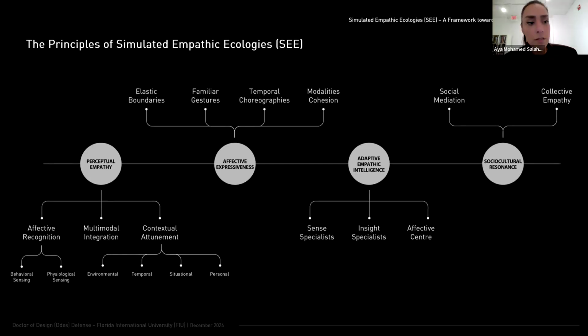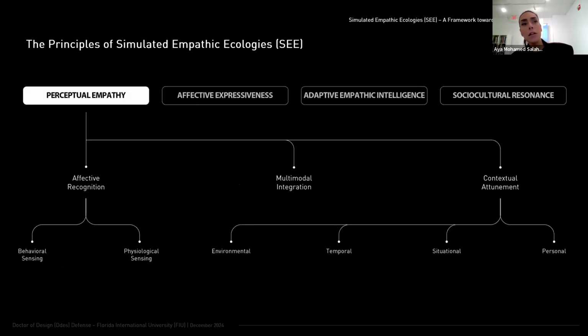So now I go into the principles of C, which focuses on 4 core ones, which is perceptual empathy, affective expressiveness, adaptive empathic intelligence, and sociocultural resonance. With perceptual empathy, basically it's threefold, which is affective recognition, multimodal integration, and contextual attunement. And I'm going to go a bit deeper into that.